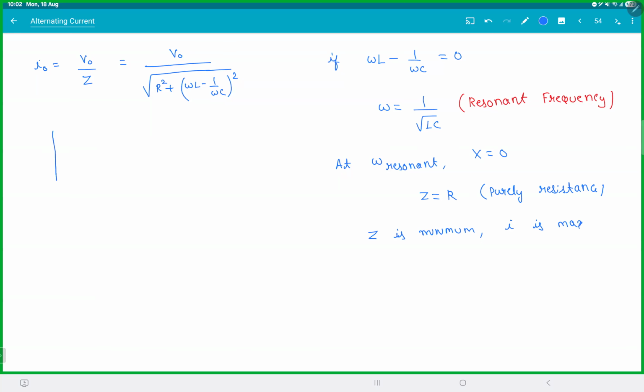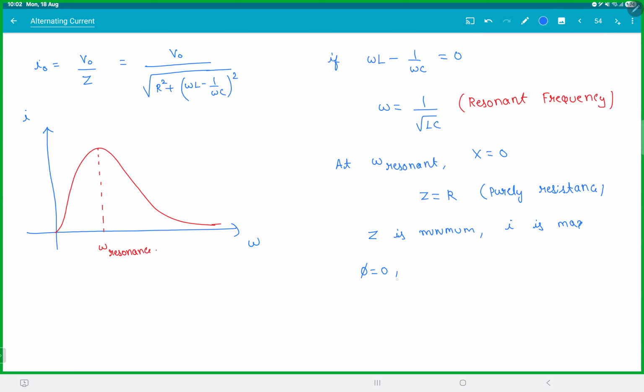So if you try to plot the graph of I versus omega, this is how it goes, and you reach a peak value here. This is your omega resonance. And not only that, the phase angle phi becomes 0 and the power factor becomes 1. Ideally speaking, this is the best case that can happen. But like I said, circuits generally have more inductance than capacitance.